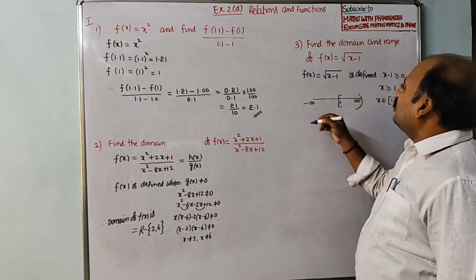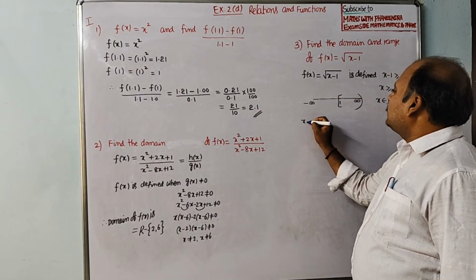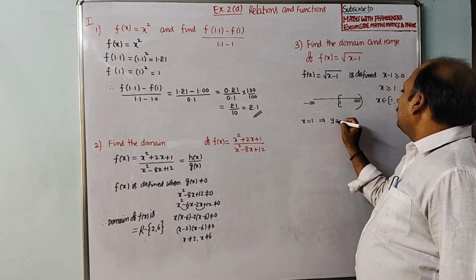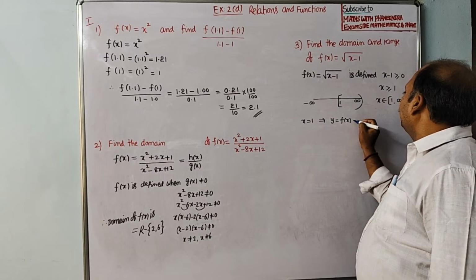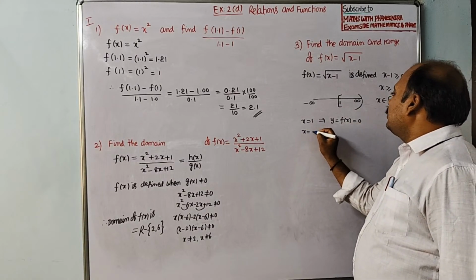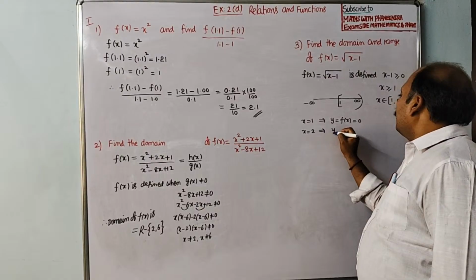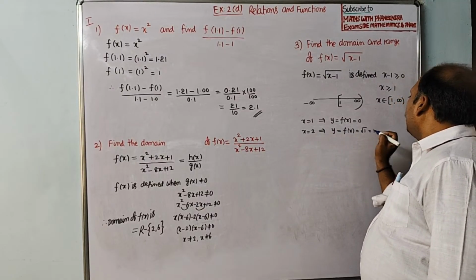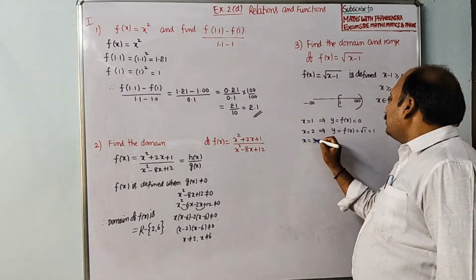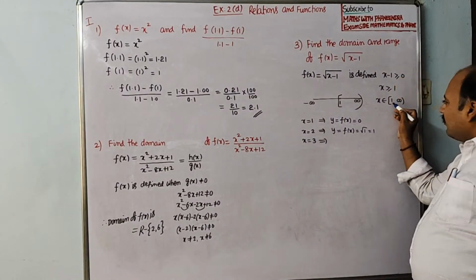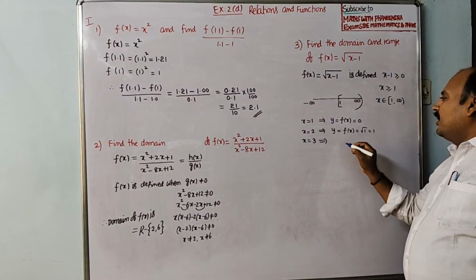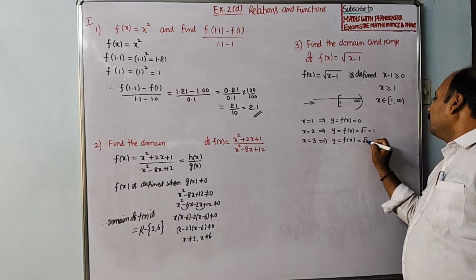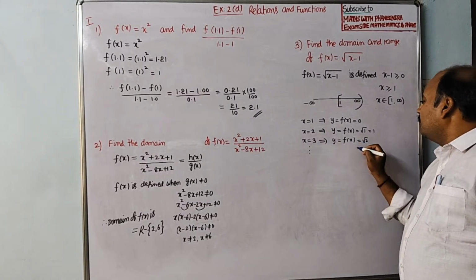So how do we calculate the range? If you put x equal to 1, then y equal to f of x becomes 0. Substituting x equal to 2, y equals f of x equals root 1, that means 1. From there onwards, x is 1, 2, 3 and so on up to infinity. Then y equals f of x equals root 2, and so on up to infinity.